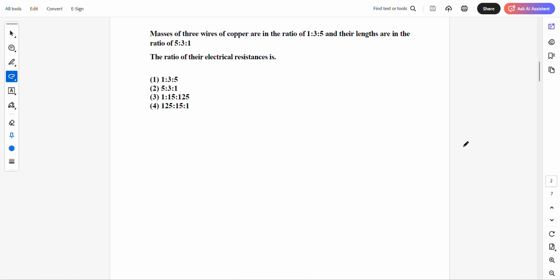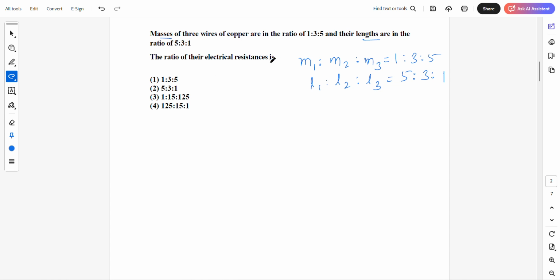Now this is the first problem. What it is saying: masses of 3 wires of copper are in the ratio 1:3:5. That is, M1 is to M2 is to M3 is 1:3:5. Okay. And their lengths are in the ratio... lengths are given. First masses and then lengths. L1 is to L2 is to L3 is 5:3:1.